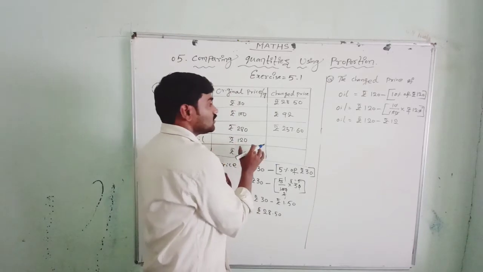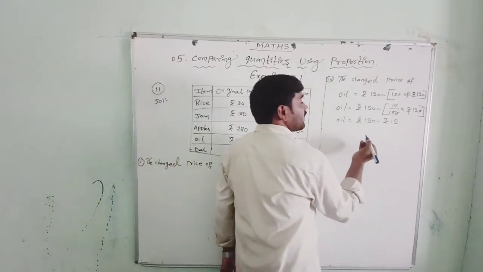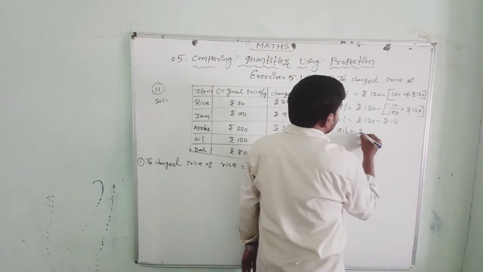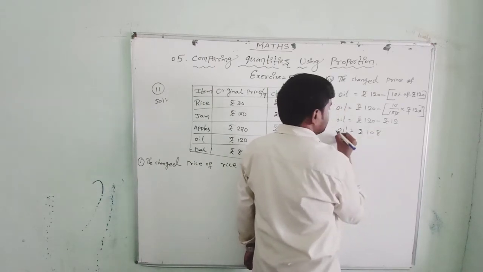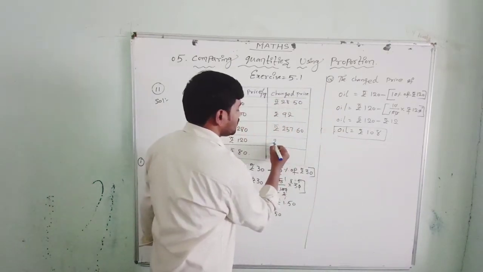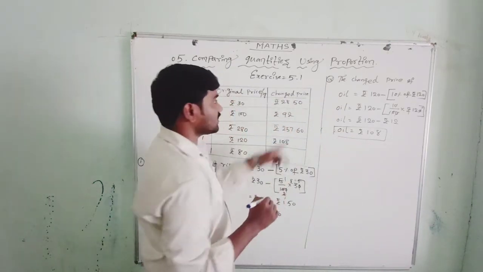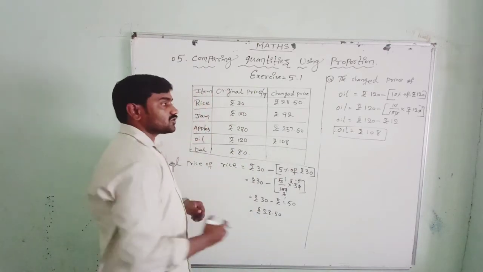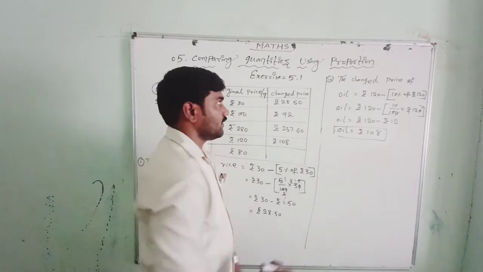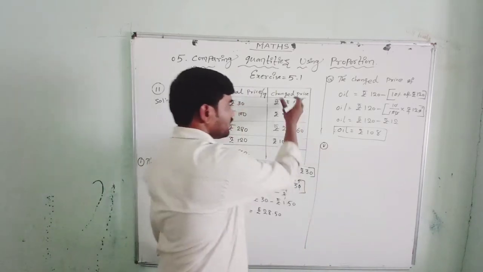What will be the oil price? That is 108 rupees. Oil is equal to rupees 108. The changed price will be 108 rupees. These are the changed prices you have to pay. So directly you should not write answers. You have to write the process, that means how you got it. If you know this process, then only you can write this.